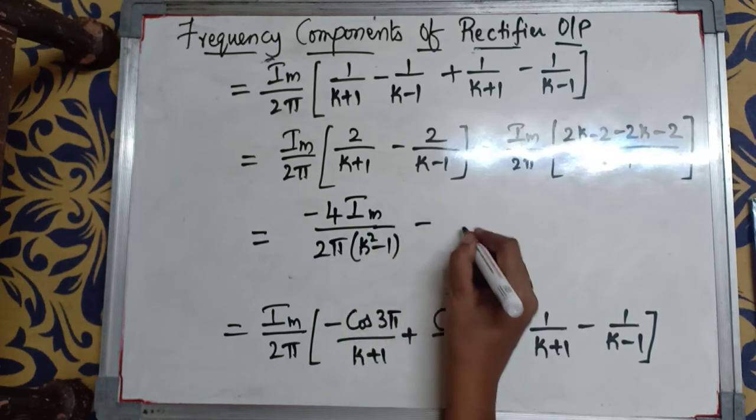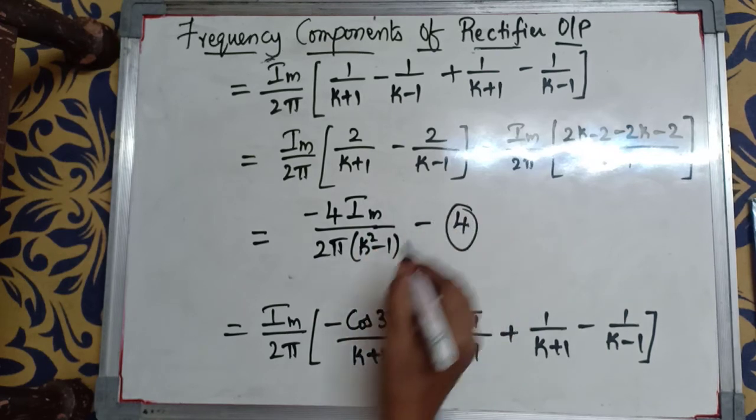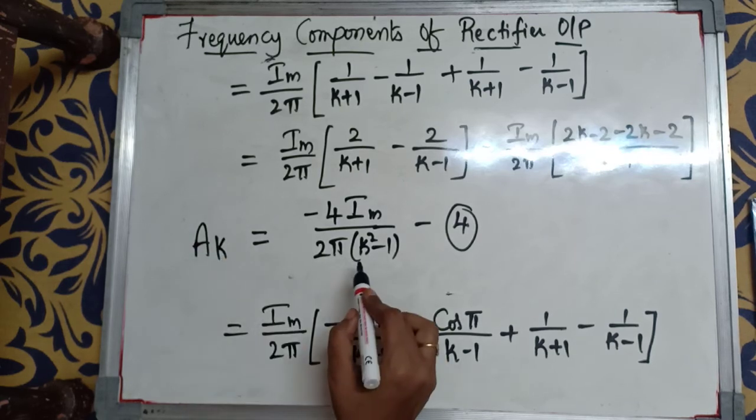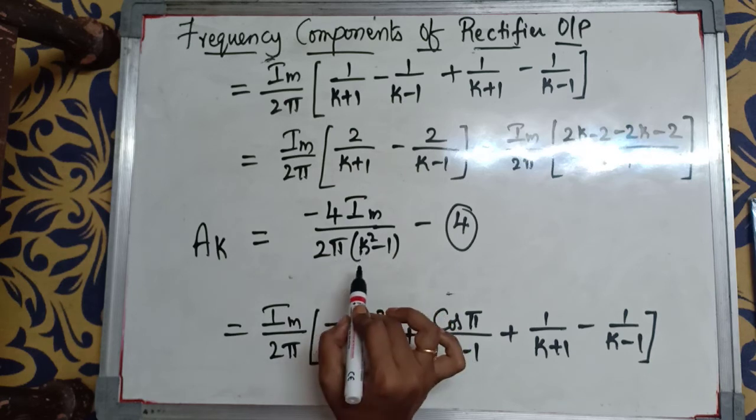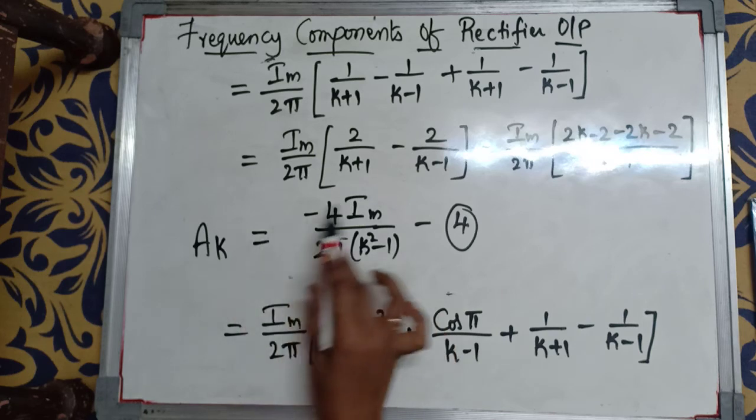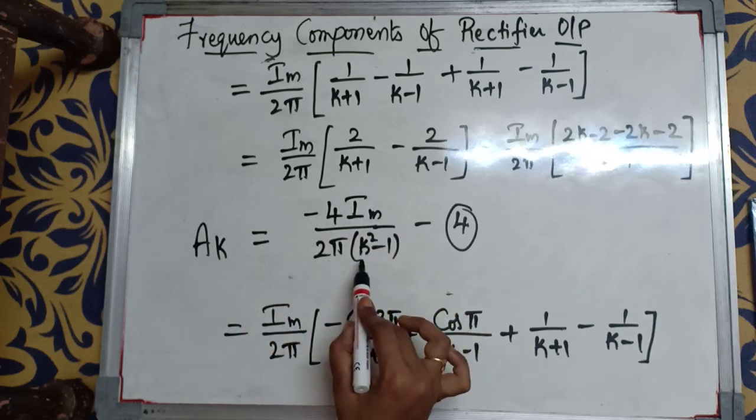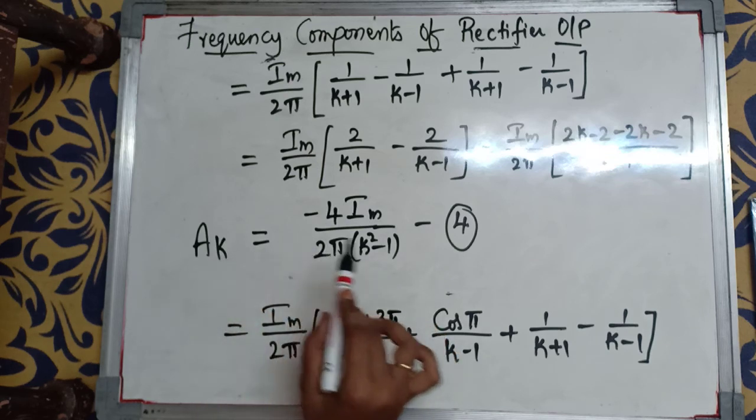Let us take this as equation 4. So this is the value of ak which you are going to get when k is equal to any even number. For any even number k, this is the general term for ak. By substituting different values of k here, we will get the different values of ak.